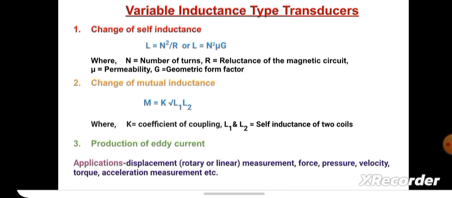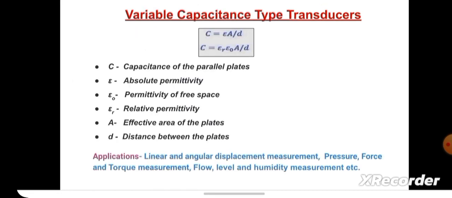So by using any of these discussed methods, we can simply vary the inductance and we can get a variable inductance type of transducer. This principle is widely used in so many applications such as displacement measurement, force measurement, pressure measurement, velocity, torque, acceleration measurement, etc. Next is variable capacitance type transducers.